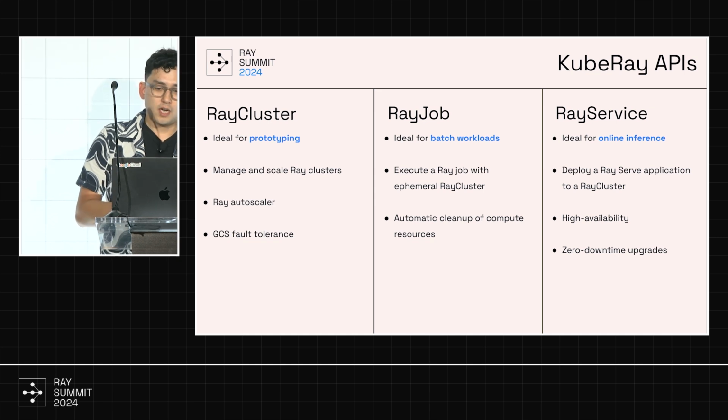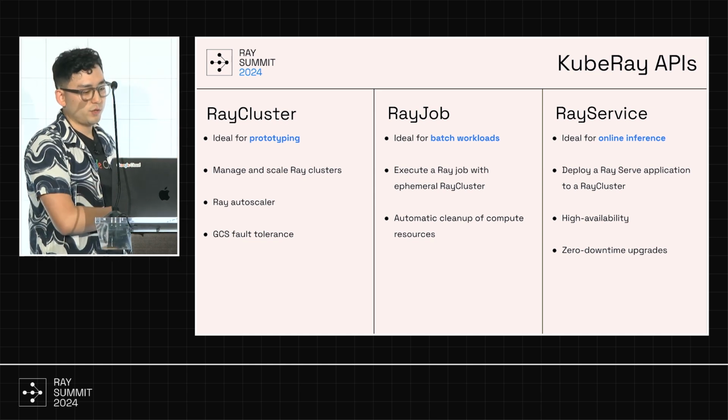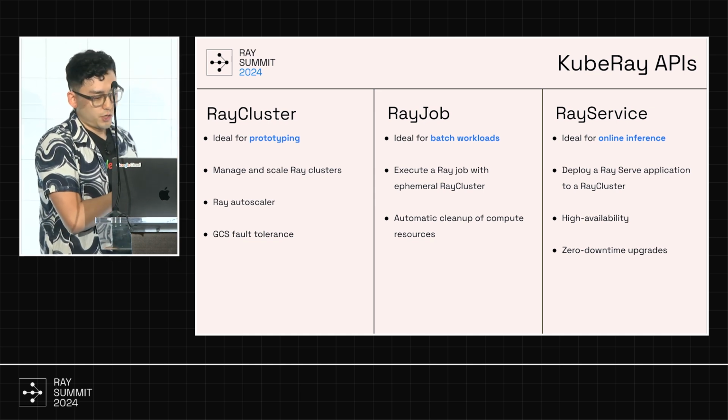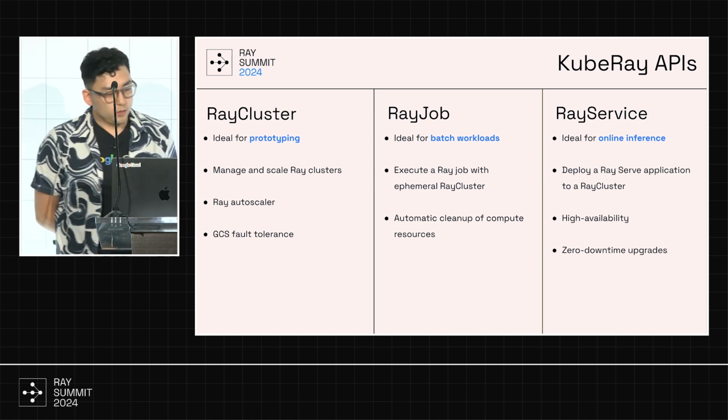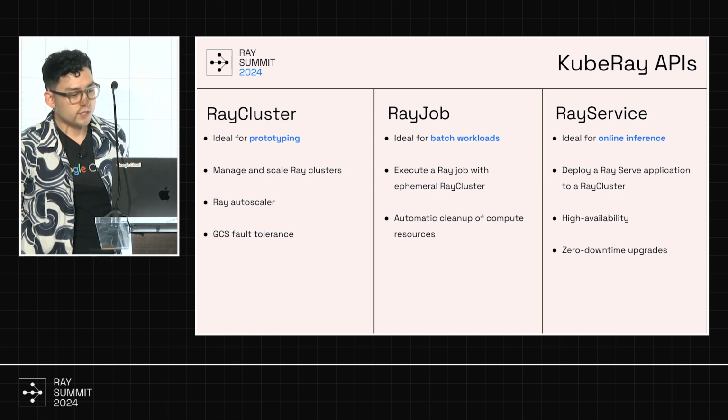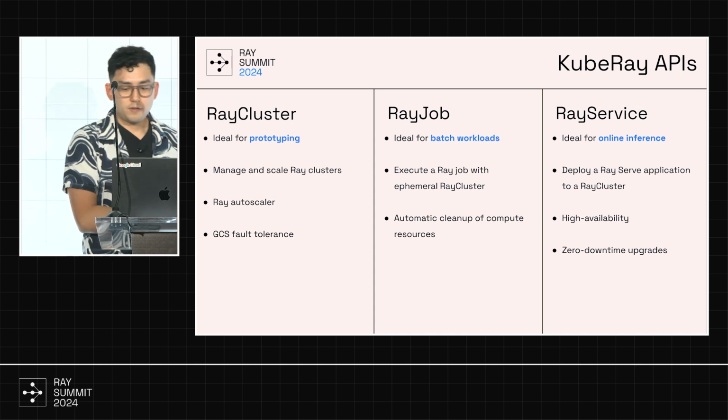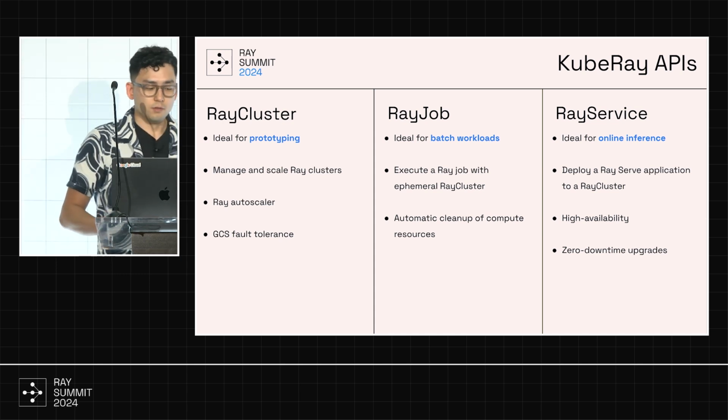Ray job is an API that contains the configuration of an ephemeral Ray cluster and the execution of a single job. And lastly, we have Ray service. Ray service is basically a bundle of a Ray serve application and a Ray cluster and is ideal for online inference.